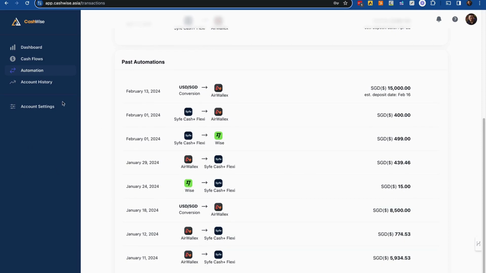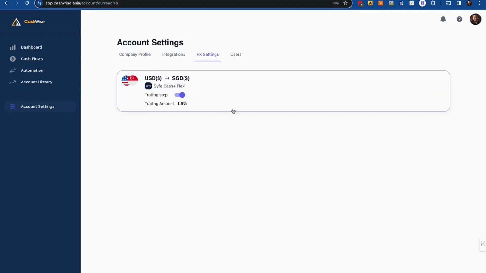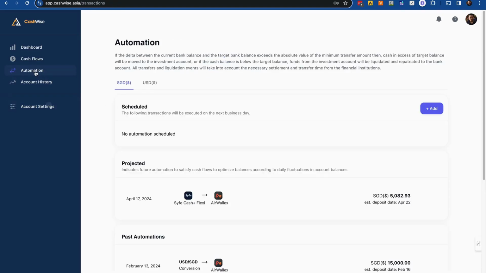Let's take a look at how FX transactions work and how we provide rate protection capabilities. Under Account Settings, go into FX, and here you can specify per currency pair and direction a trailing stop. So in this case, the trailing stop is set to 1.5%. Let's see how this affects the transaction.